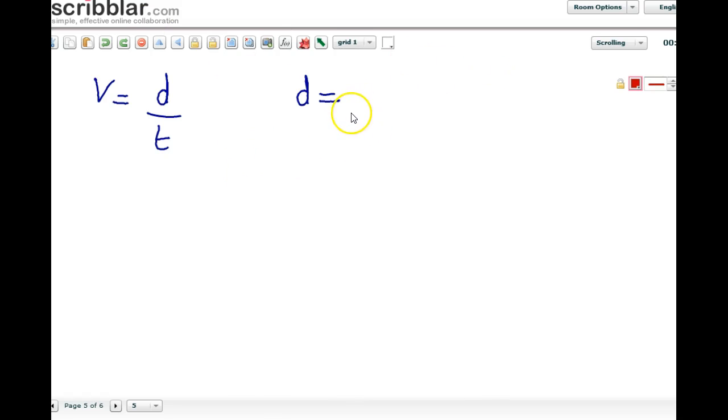Okay, so what have we got? Well, we can see that d is being divided by t, and so in order to get d by itself we need to multiply both sides by t. So we end up with v times t is equal to d over t times t. Those two cancel out, and so we end up with d is equal to v times t.